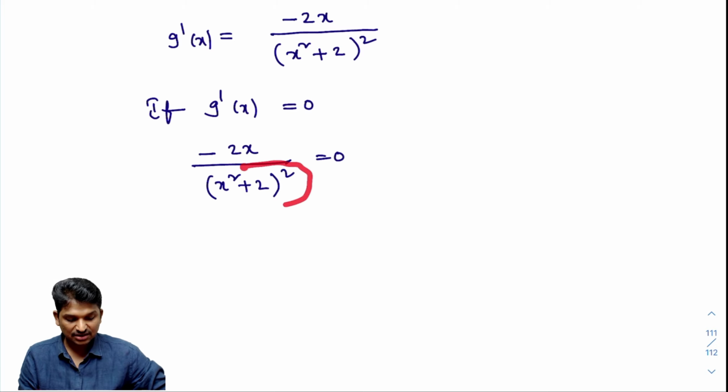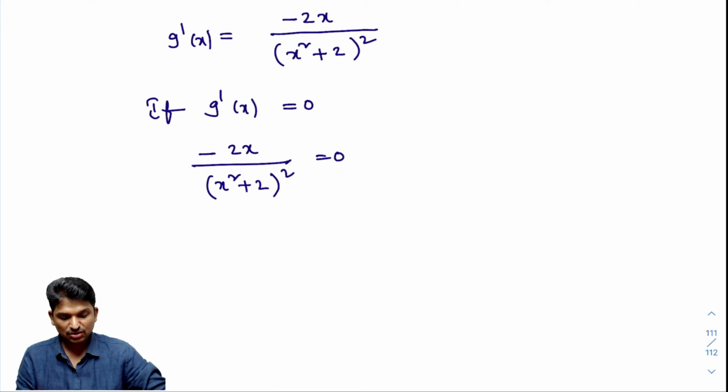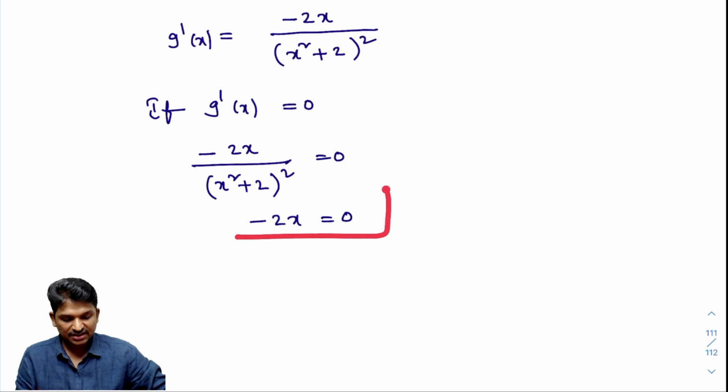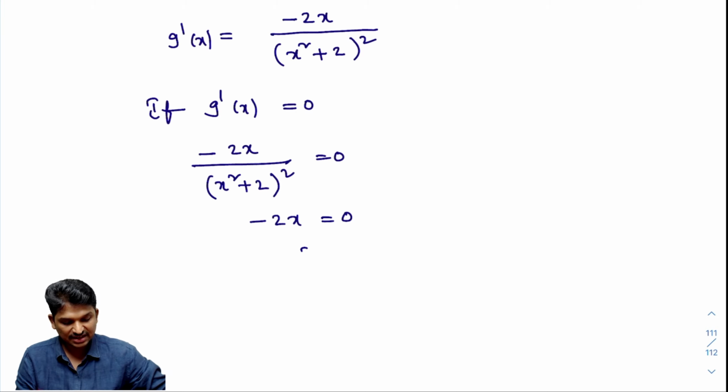You see this expression is there. You cross multiply, what will you get? 0 into this term is 0 only. So here you will get minus 2x equal to 0. We want x values, so divide by minus 2 on both sides. On this side the minus 2 gets cancelled. On the right hand side, 0 divided by minus 2 is 0 only. So you will get x equal to 0. So we got the x value as 0.